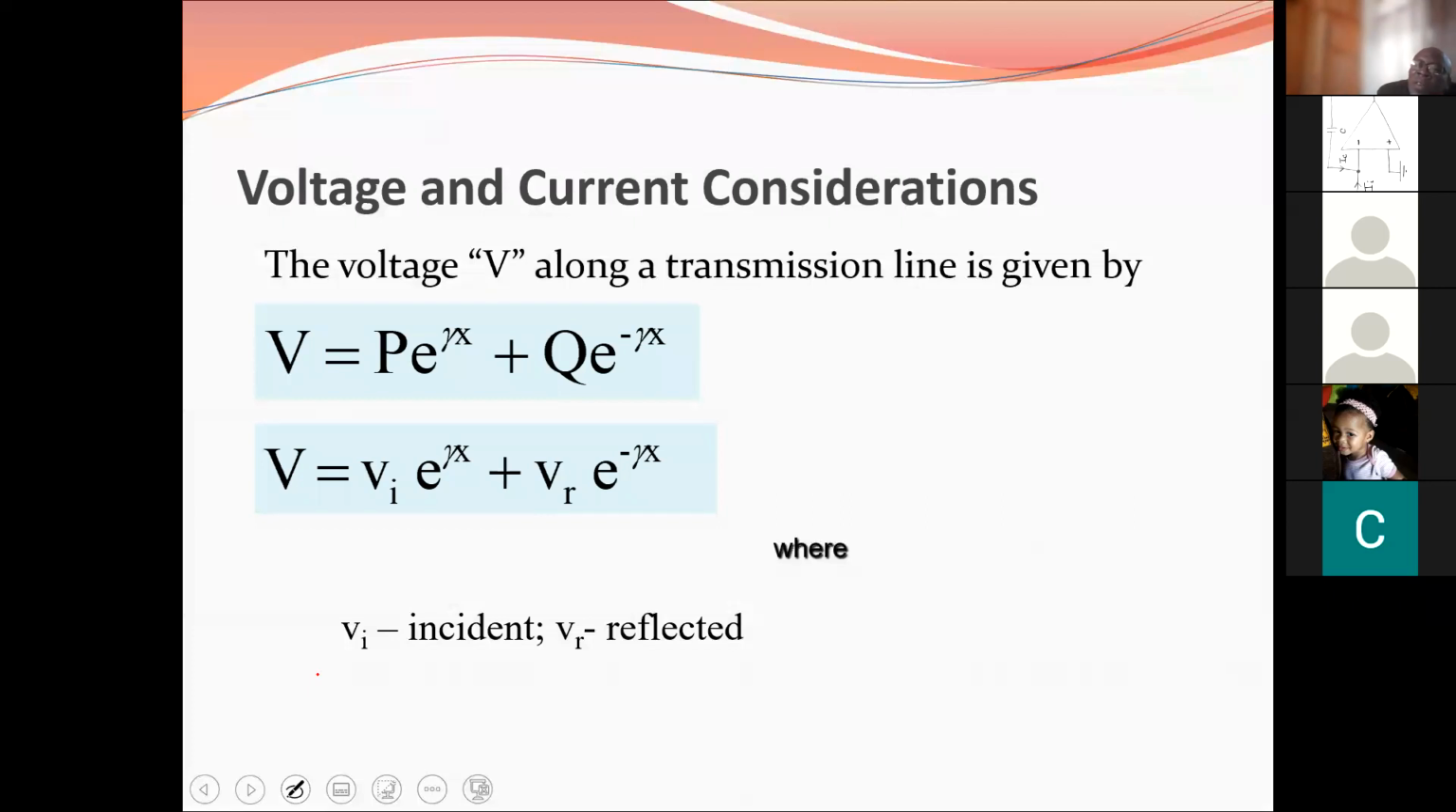So incident is what you have applied to the line. Reflected is what will be coming back at you. Yes? We'll make some other statements about these two. What do we mean by incident and reflected? Let's look at that from a diagrammatic standpoint.